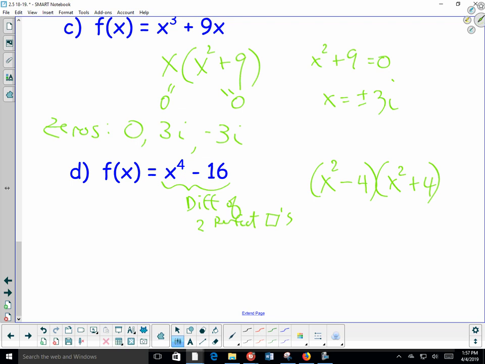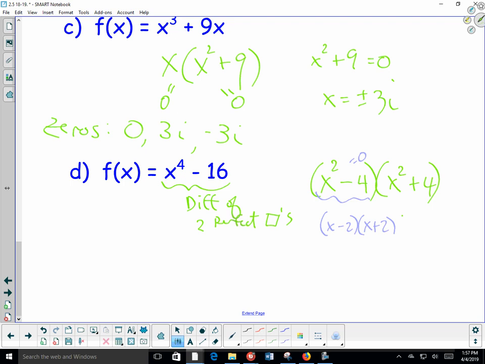Yes. Now this x squared minus 4 is also a difference of 2 perfect squares. So what can we write for that one, Kelly? x squared minus 4 equals 0, so you add 4 to one side. You could do x minus 2 times x plus 2. All right, x minus 2 times x plus 2.